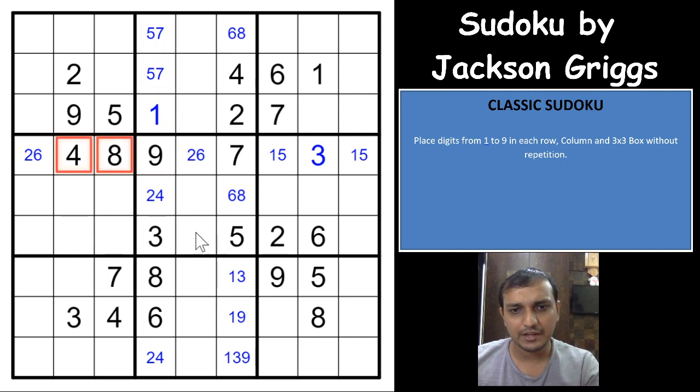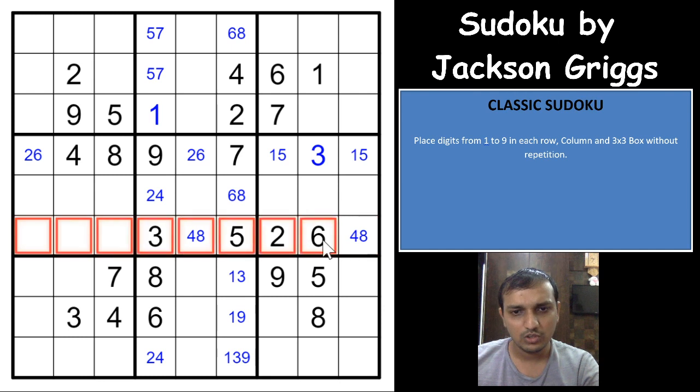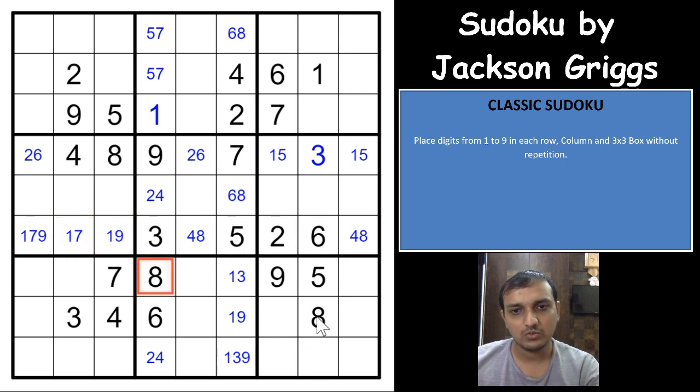And same here, 4 and 8. So 4 and 8 would have to be in these two cells in this row. So these three digits are 1, 7 and 9. And this cannot be 9, this cannot be 7. That's nice. So we have done the basic things here.